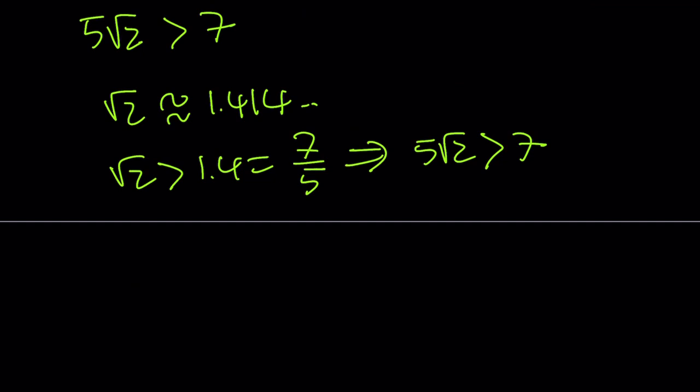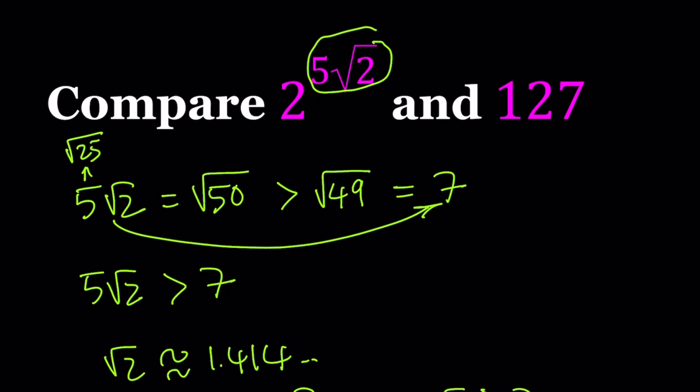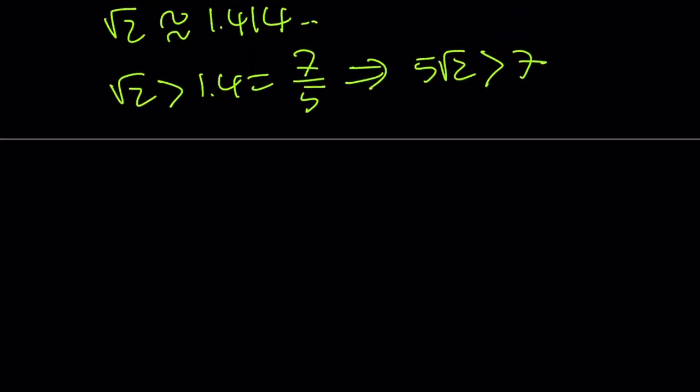How do we use that information? Now take a look at the problem. 127 is 1 less than 128, which happens to be a power of 2. And we're kind of talking about a power of 2 here, but it's just irrational, right? Okay, so how do we put these together?